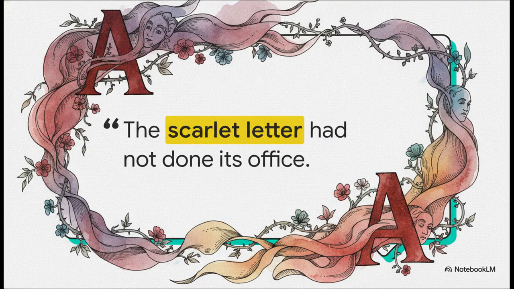The physical symbol of the letter was intended by Puritan society to be this static, absolute visual marker of shame. But visual identity isn't static. Over time, its meaning evolved as it revealed a deeper, much more complex truth about Hester's strength and the society's own hypocrisy. The symbol failed its original, rigid job, but it completely succeeded in revealing true character.